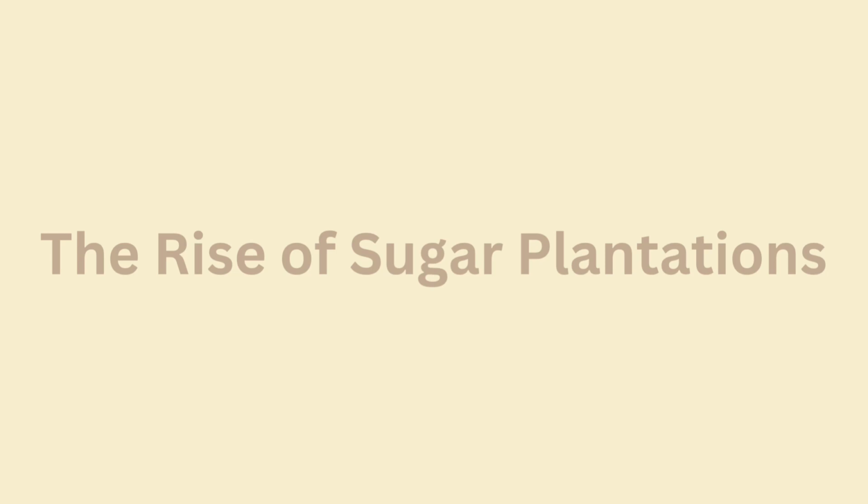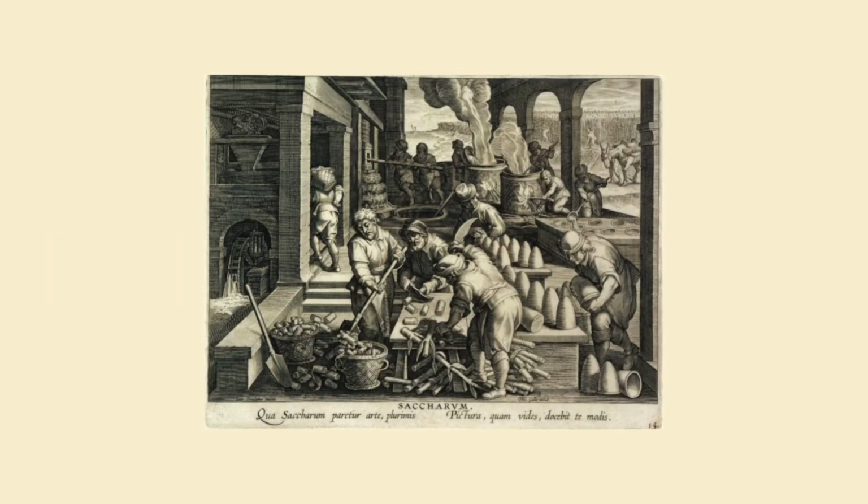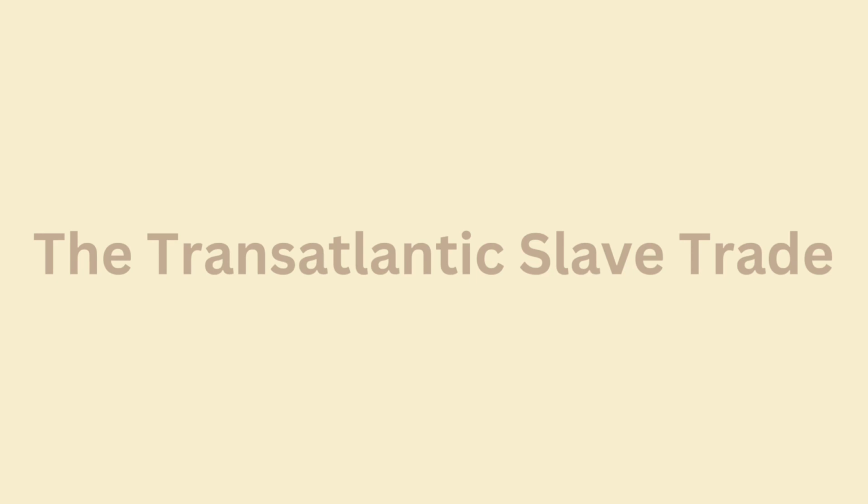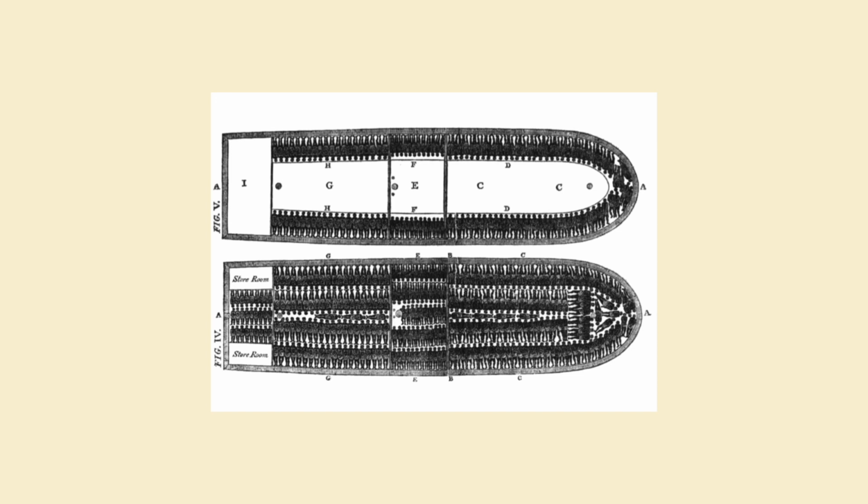The rise of sugar plantations. The Caribbean islands, with their ideal climate for sugarcane, became the epicenter of sugar production. European colonizers established vast plantations, requiring a large labor force to plant, harvest, and process the cane. The Transatlantic slave trade. To meet labor demands, European colonizers turned to the transatlantic slave trade. From the 16th to the 19th century, millions of Africans were forcibly transported to the Americas. Conditions on the Middle Passage were horrific, with high mortality rates due to disease, malnutrition, and abuse.